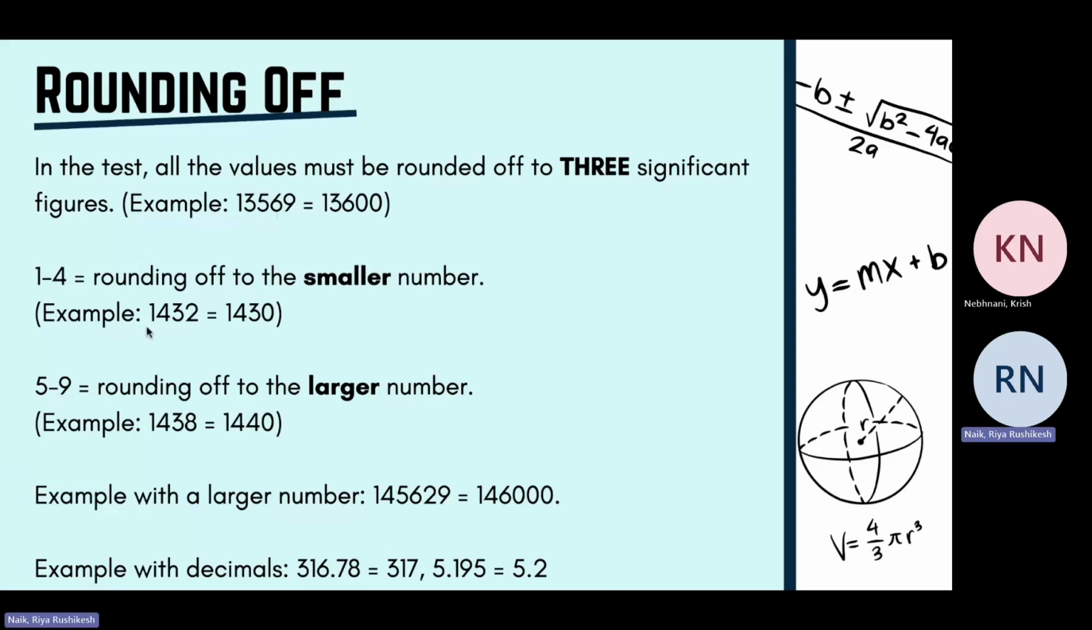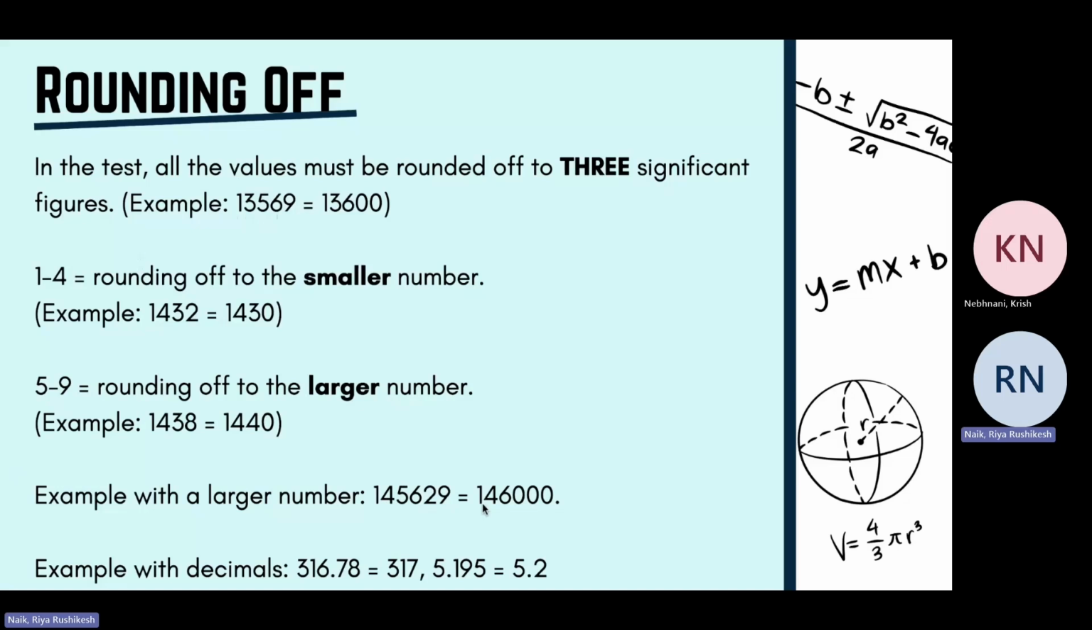Now, for example, this number here, 1432. Since 2 falls between the 1 to 4 range, it'll be rounded off to 3 itself, it will not be rounded off to 4. But in this case, since it's 8 over here, the 3 is going to be rounded off to 4, and then you just add a 0 after that, so that this is considered as three significant figures, because the 0 is not really between any numbers. Now, if you get a really large number like this, again, you look at only the fourth number. Since it's 6 and it falls in the 5 to 9 range, you're going to round off 5 to the larger number. So that's going to be 146 over here instead, and just add zeros to all the remaining digits.